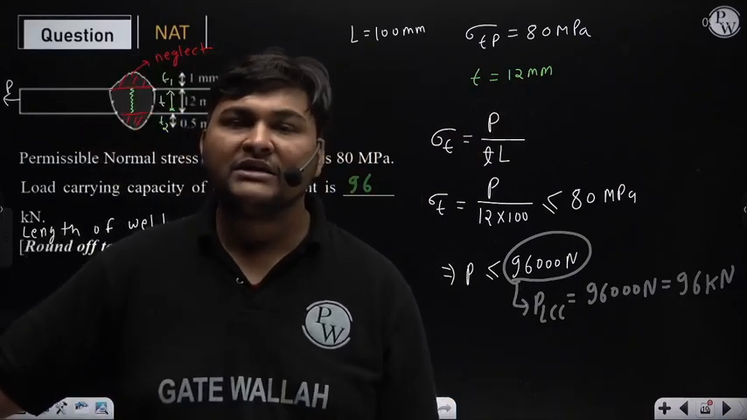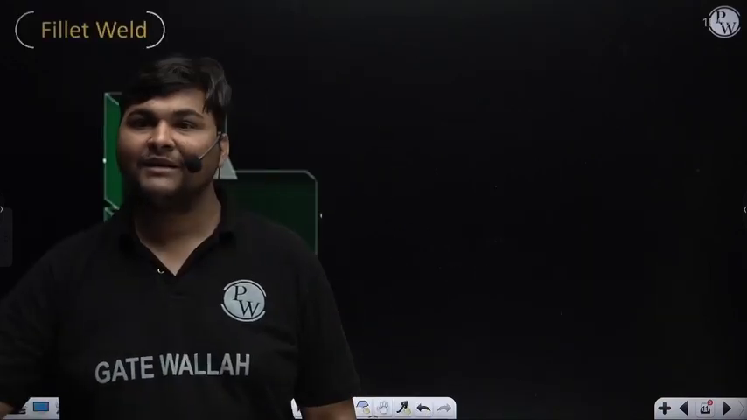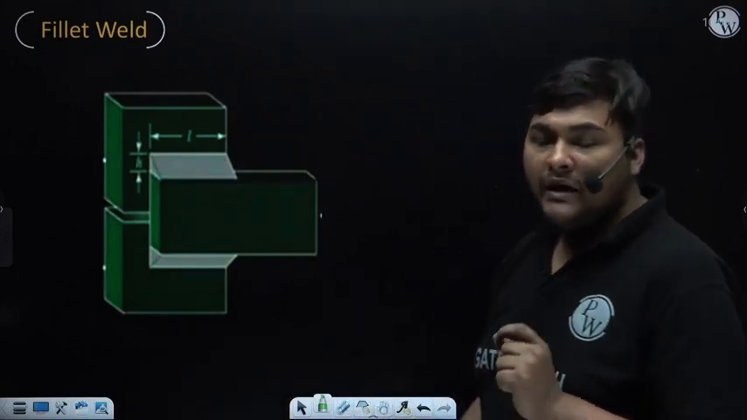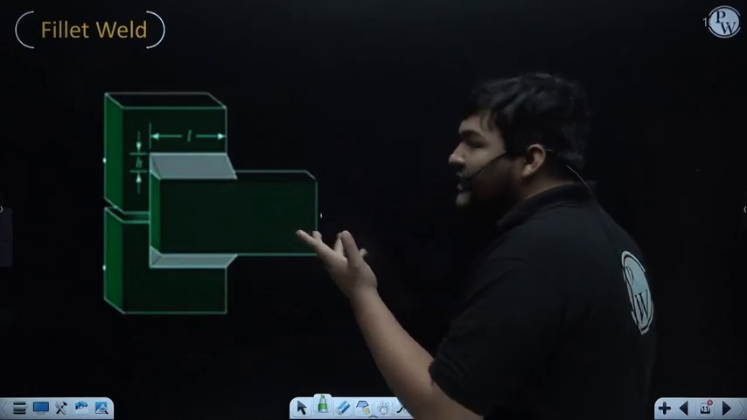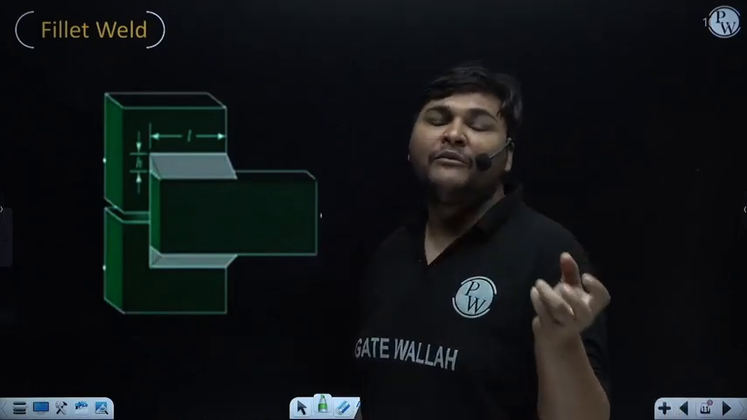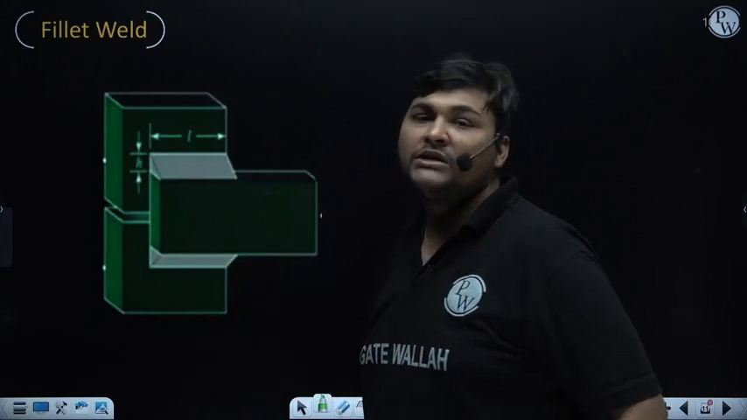Now we'll discuss fillet weld. So first I am discussing what a fillet weld is. In butt weld I explained that when two plates 1 and 2 are kept in the same plane, the weld joint between them is known as butt weld. Similarly, now you can easily understand fillet weld. If the two plates 1 and 2 which we are connecting by a welded joint are not kept in the same plane, then the welded joint between them is known as fillet weld.